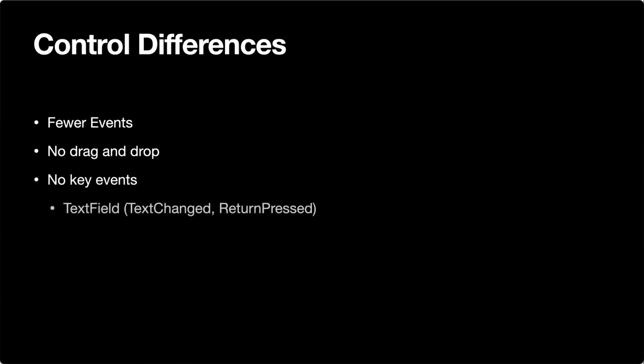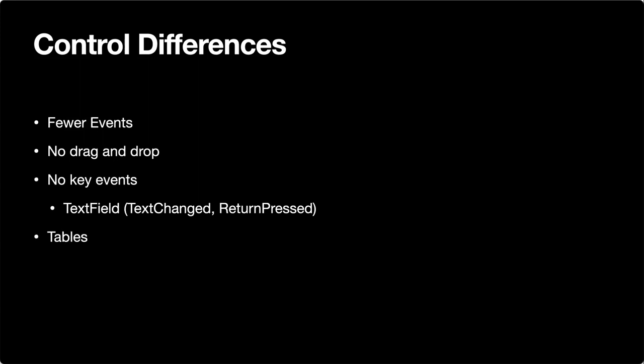All right, next let's talk about some control differences. There are some pretty important differences in mobile controls compared to desktop and web controls. First of all, there are fewer events. There's less going on in that respect. There's no drag and drop. There are no key events, though the text field does have a text changed event, and it has a return pressed event, which is unique on mobile.